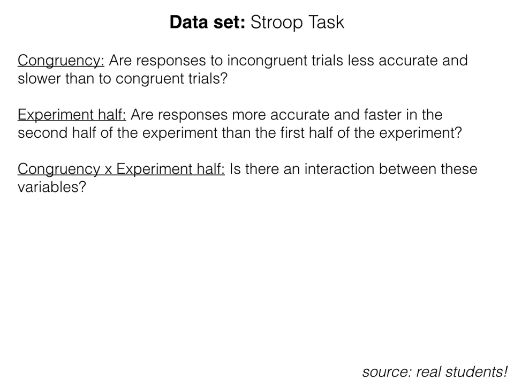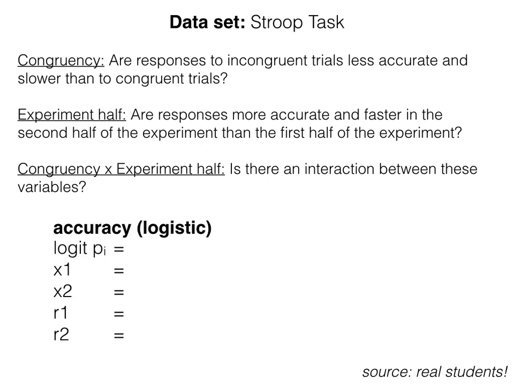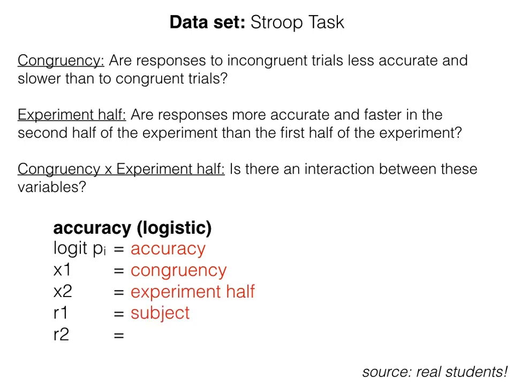So for this analysis, we'll actually be building 2 models. First, a model looking at accuracy, which will be a logistic regression or a generalized linear mixed effects model. Our dependent variable will be accuracy, if they were correct or not. Our first fixed effect will be congruency, and our second experiment half. For our random effects, we'll have both the individual subjects who participated in the experiment and the individual items in the experiment. We'll go into more details about how to build our random effect structure when we do the lab.